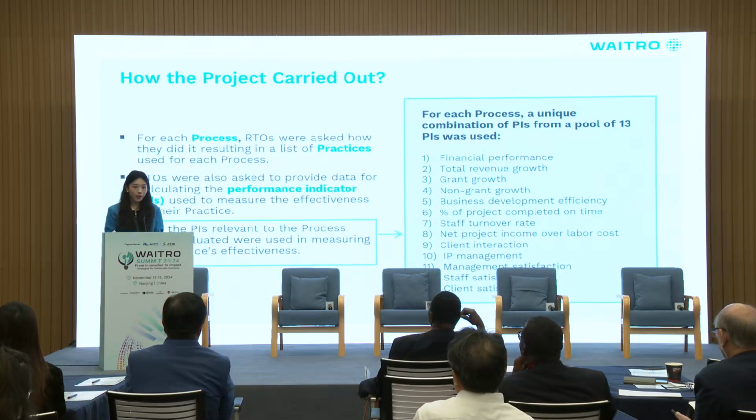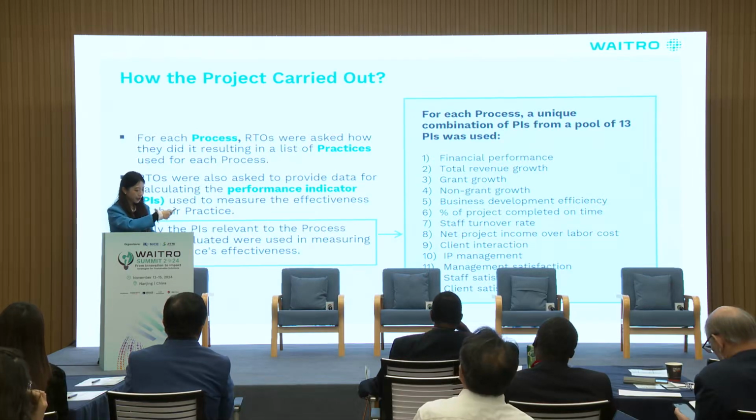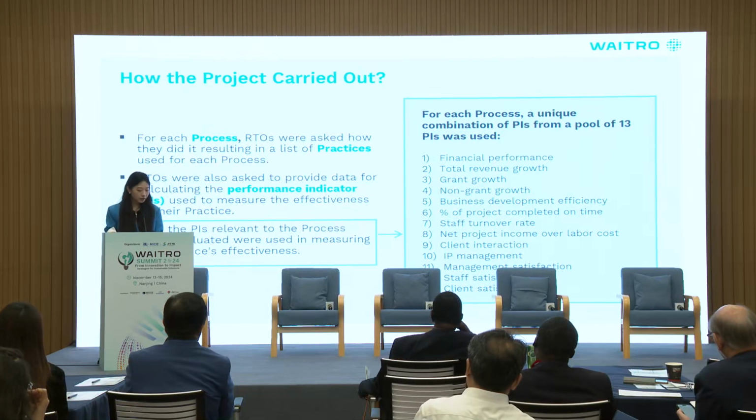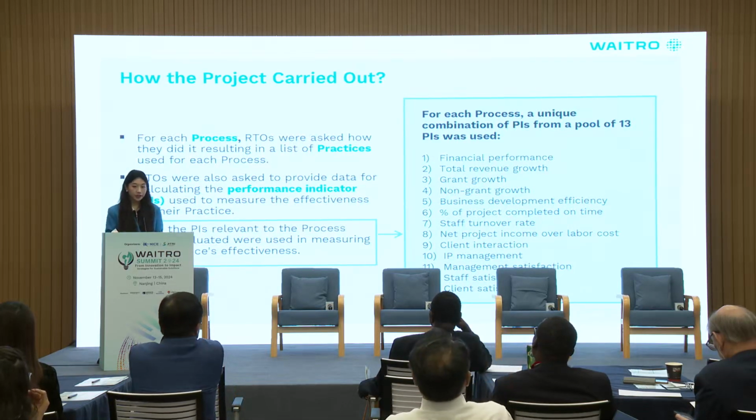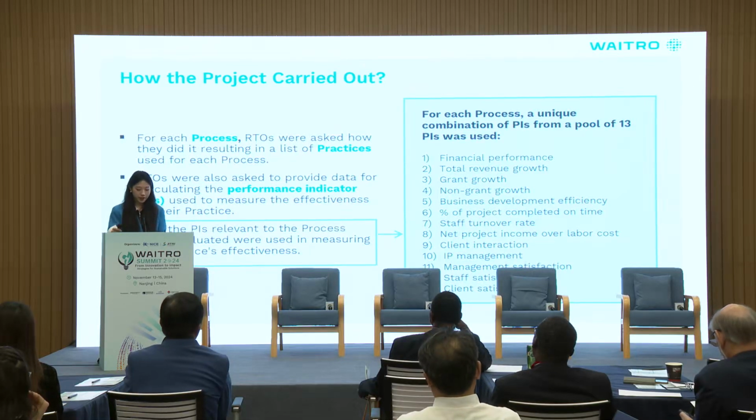So for each process, we ask RTOs to describe their practices and provide performance data for calculating the performance indicators, PIs. PIs such as revenue growth and project completion rate are quantitative indicators. We also have qualitative indicators like staff satisfaction and client satisfaction. Although quantitative data is preferred, we supplemented it with qualitative indicators when needed. This combination gives us a holistic view of each process's effectiveness.